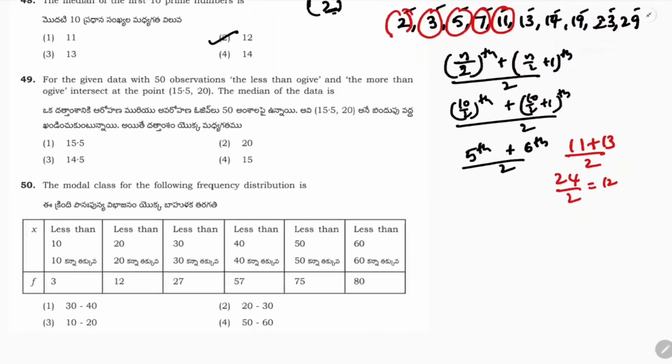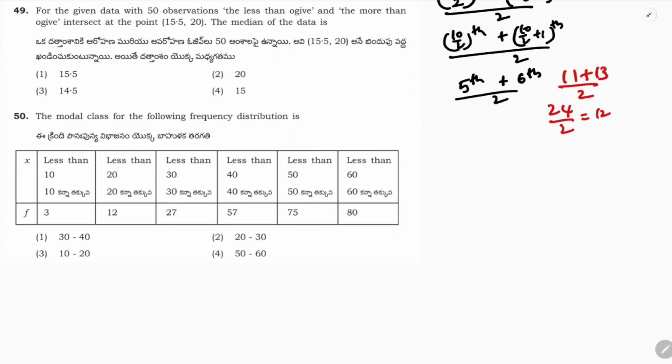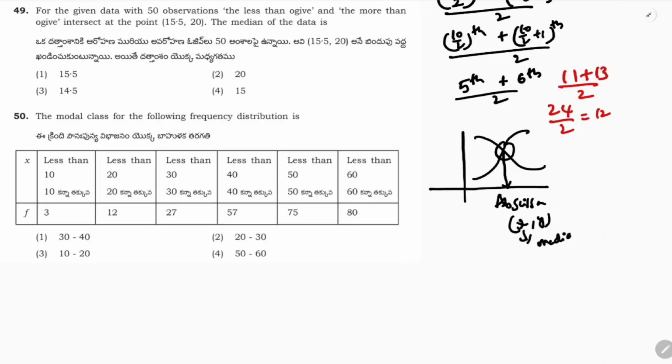Next one. For a given data of 50 observations, the less than ogive and more than ogive intersect at 15.5, 20. The median of the data is. Now see, less than ogive and more than ogive, wherever they are intersecting, their abscissa value, that is x value, is the median. So in this question, the median is 15.5. So the correct option is 1.